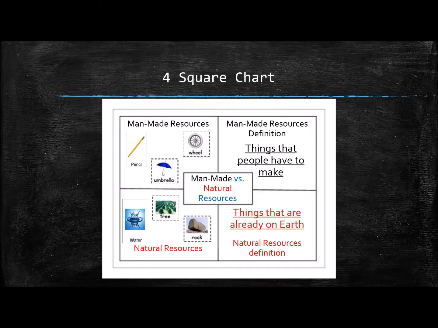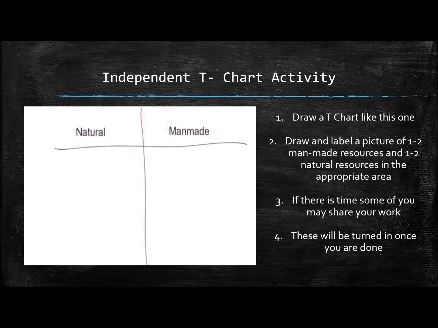Very good. So now everyone get out a sheet of paper and draw a T-chart on your paper that looks like this one that's up on the board. You're going to have a line straight down the middle and then another line close to the top like this one right here. And then I want you to write these words just like they are on here. This word is natural. These are natural resources. And this one over here is man-made.